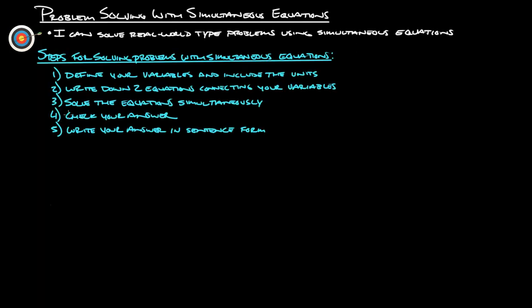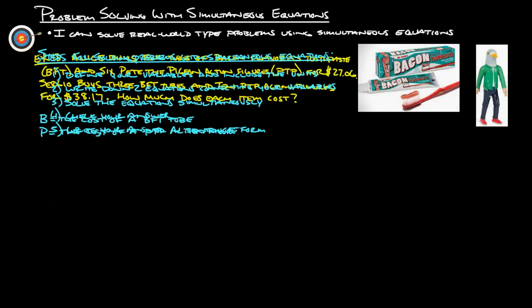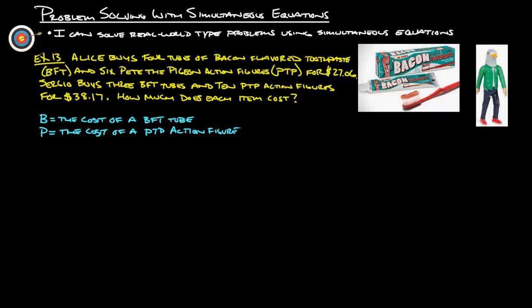Let's go back and look at what step 2 is. Write down 2 equations connecting your variables. Sorry about that. So we want to come up with, this is going to be the hard part, this is going to be the challenging part, writing a couple equations that we can help to solve our simultaneous equations. Okay. So let's look at Alice.